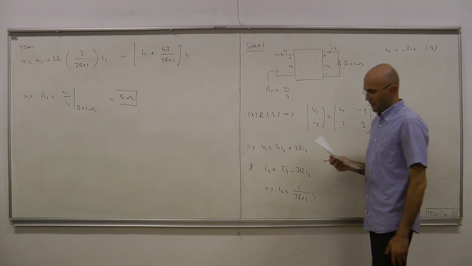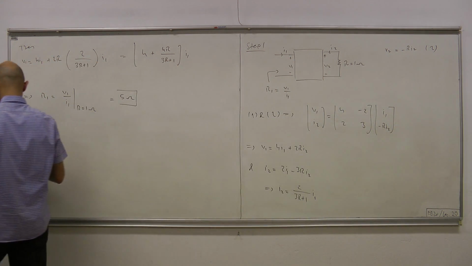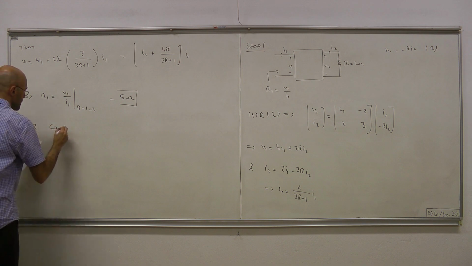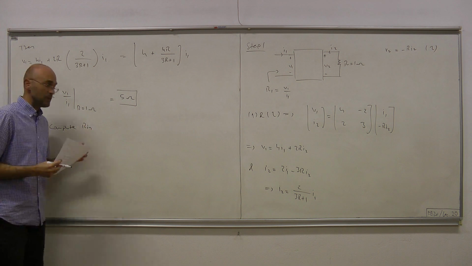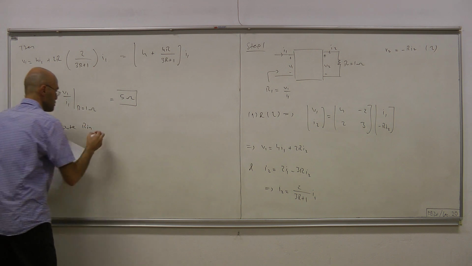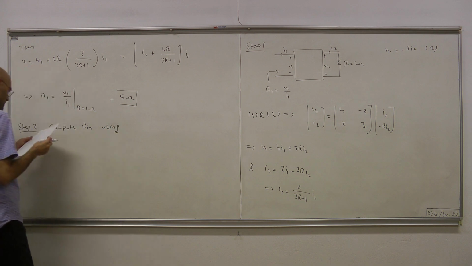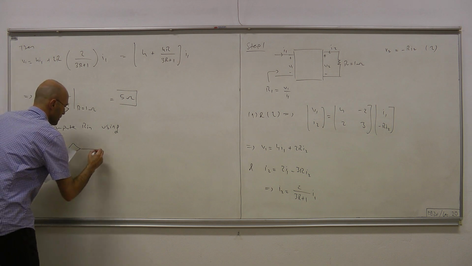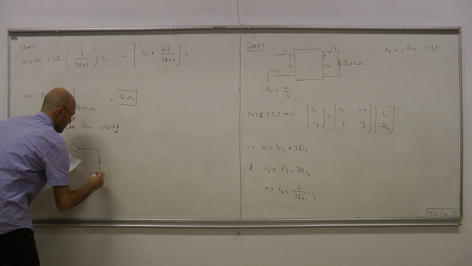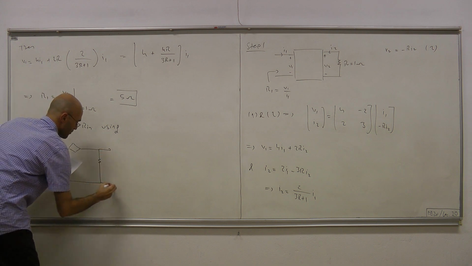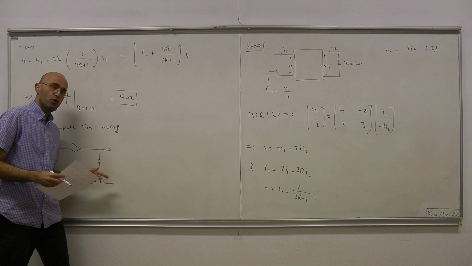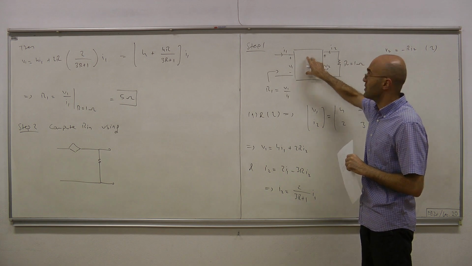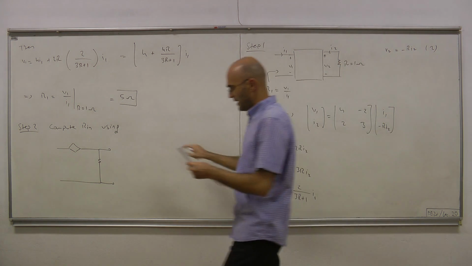Now we can move on to the second part. Step 2. Step 2, compute the original input resistance that we were asked using the following simpler one port. Okay. To this pair of terminals, we previously had this piece. Now we're expressing this piece in terms of its input resistance, because we can.